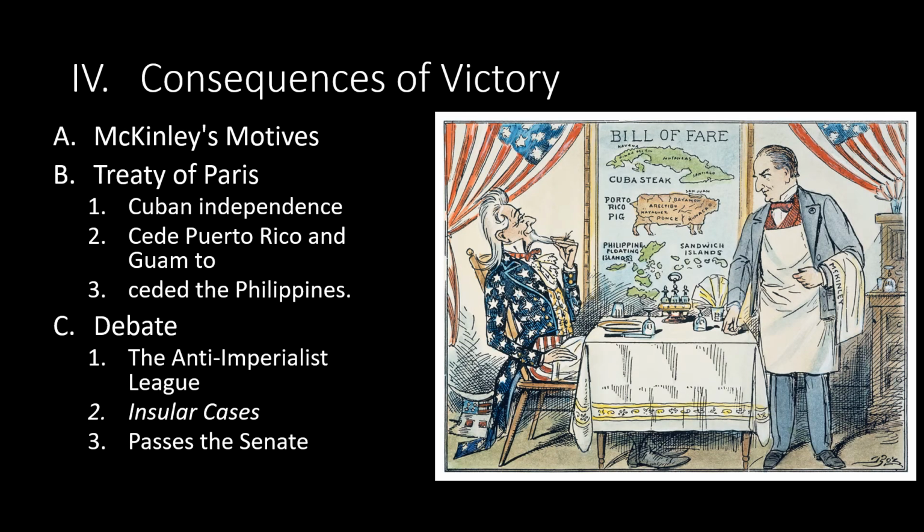Consequences of victory. McKinley's motives. As a result of the Spanish-American War, William McKinley expressed a desire to acquire the Philippines. American business leaders wanted the United States to keep the Philippines so they could penetrate the market of nearby China. Not long after the United States took control, the Roman Catholic Church's status as the Philippines' official religion was over. English would become the official language, opening the door for Protestant missionaries in the region.